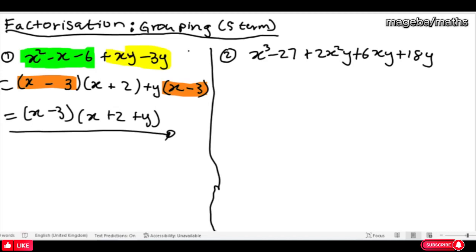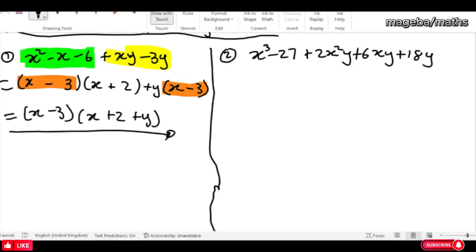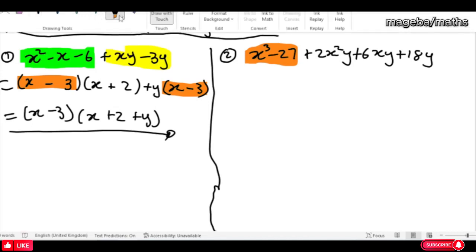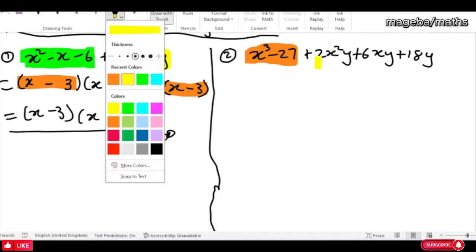Now, coming to the second example here. I need to highlight the first important thing. If I highlight just these two, I hope you can see that there is something very important here, which is the difference of cubes. This is x cubed, and this 27 is a cube of 3. And then we have the second one, which is this one.